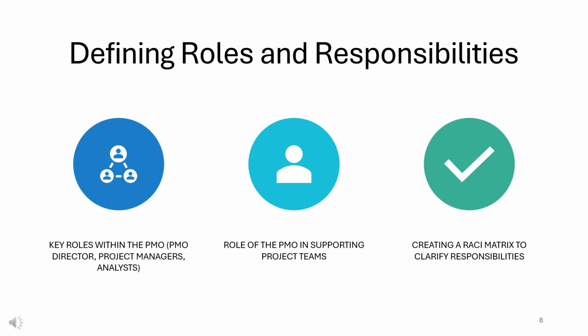Project coordinators assist project managers with administrative tasks and coordination. Support staff provide assistance with documentation, reporting, and other support functions. Clearly defining these roles and their responsibilities helps ensure accountability and efficient operation of the PMO. It also facilitates effective communication and collaboration within the PMO and with other departments in the organization.